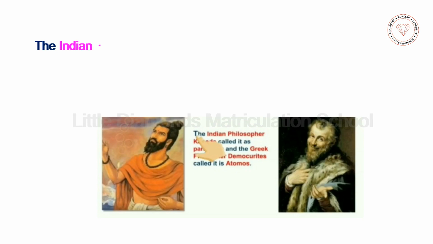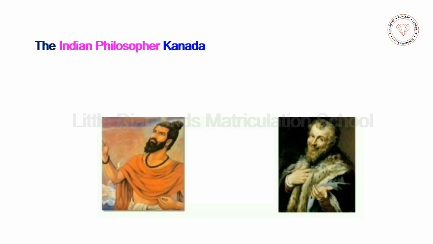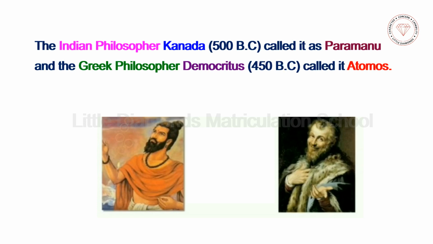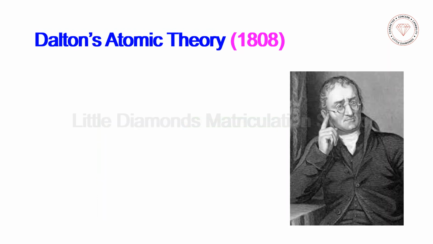The Indian philosopher Kanada, 500 BC, called it Parama Anu, and the Greek philosopher Democritus, 450 BC, called it atomos. The first scientific theory about the structure of an atom was proposed by John Dalton in 1808.